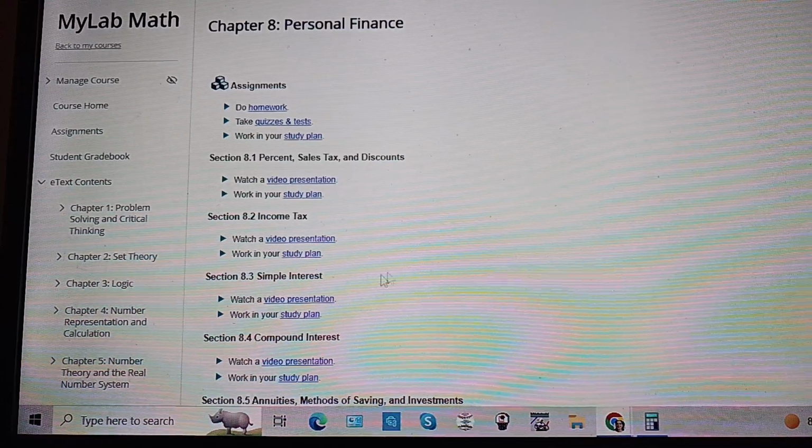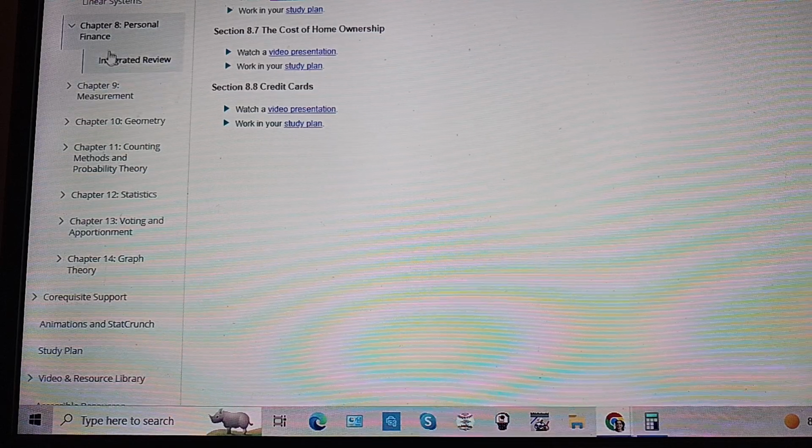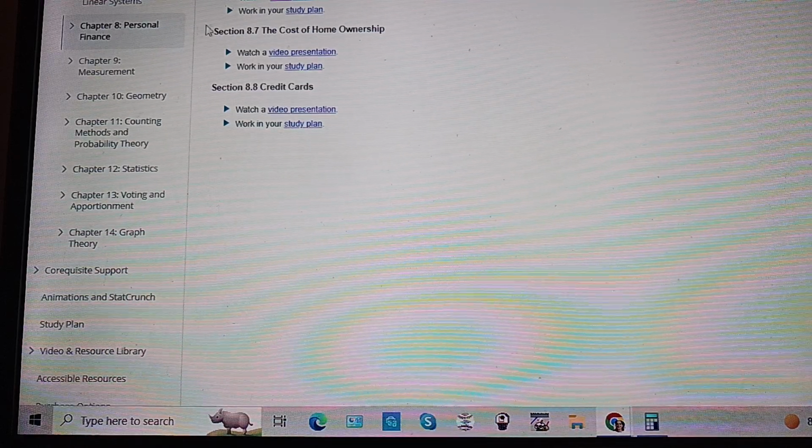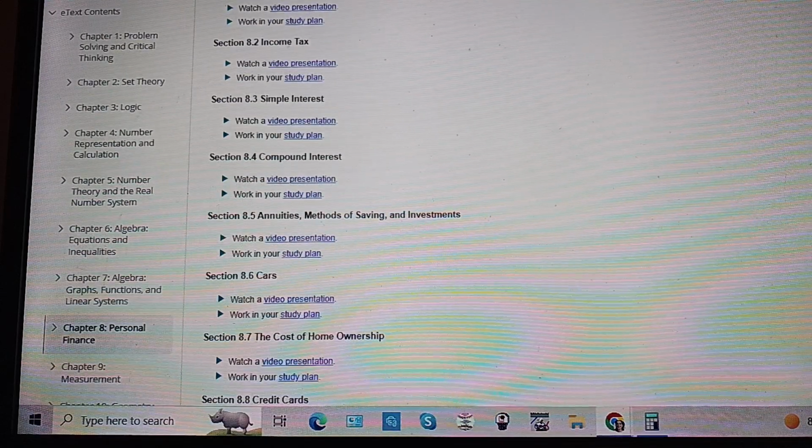Trying to see how do you just open up the book itself? Usually there's a link for ebook.